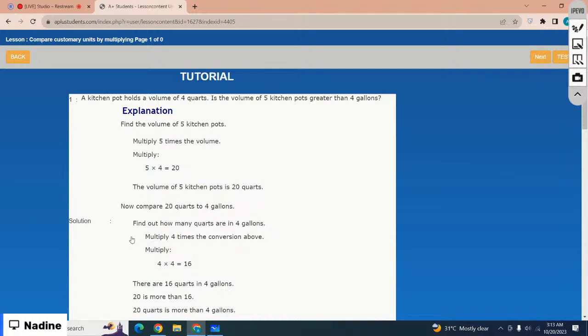When you are going to compare two quantities, they must have the same units, right? So you can't compare until they have the same units, right? So that means you have to compare 20 quarts and 16 quarts. So 20 quarts is more than 16 quarts, right? That means 20 quarts is more than 4 gallons.